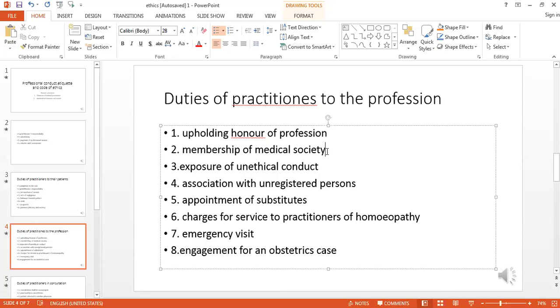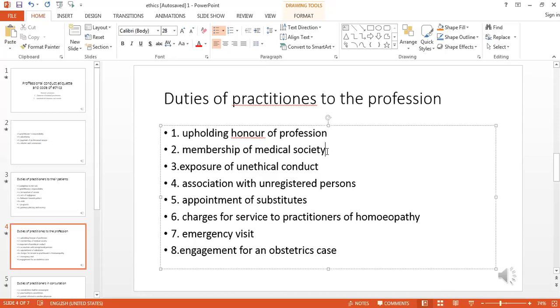Your attitude should be proper with that physician. So you should not show any unethical conduct, like saying bad words to him or saying anything to him, or quarreling with him, because he has more capacity and is treating more patients than you. So this should not be the attitude. This is totally unethical. Next one is the appointment of substitutes.